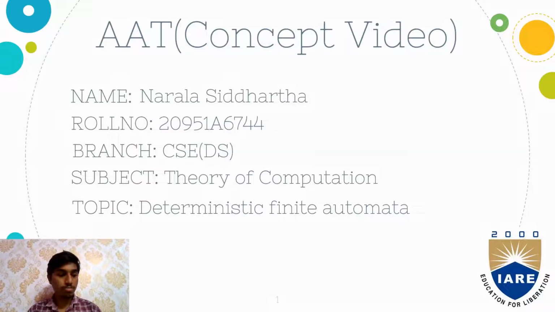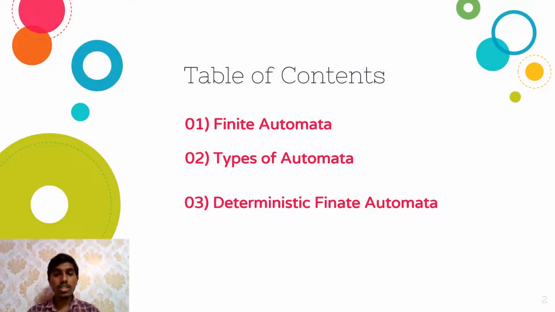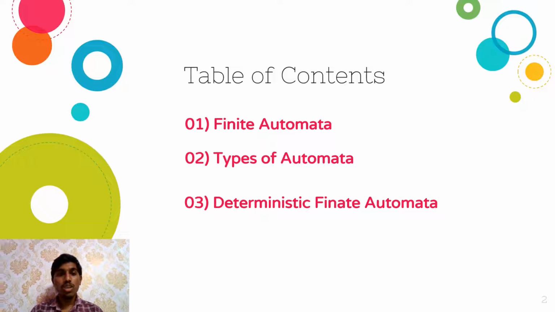So let's start. I mainly divided the content into three parts. In the first part, I'm going to discuss what finite automata is, and give a detailed preview about the finite automata that are used in the theory of computation. In the second part, I'm going to discuss the different types of finite automata that are present. In the third part, I'm going to discuss the deterministic finite automata and its working. So let's start.